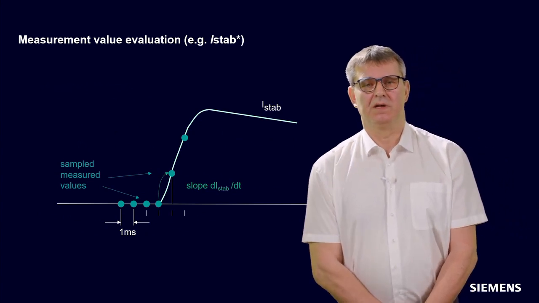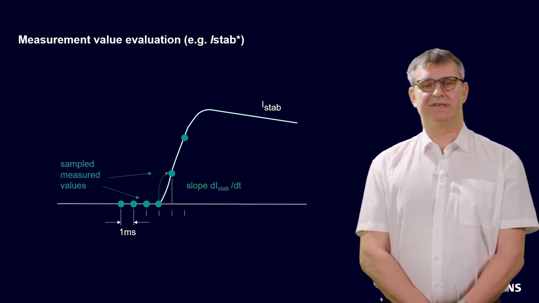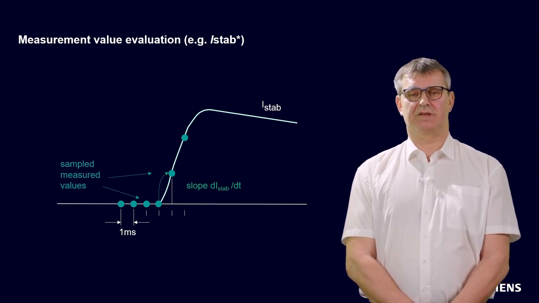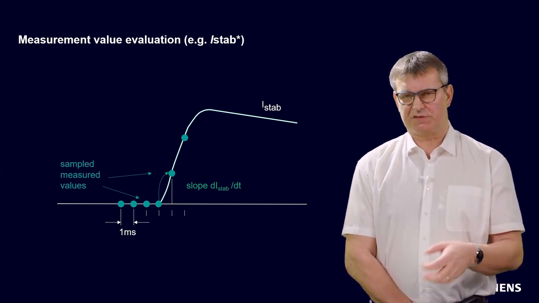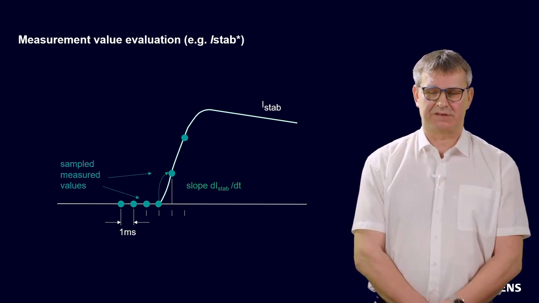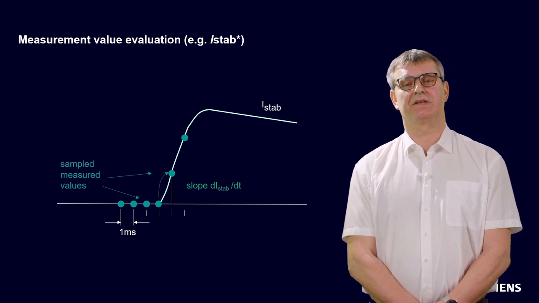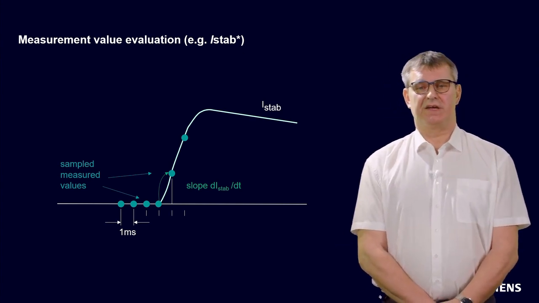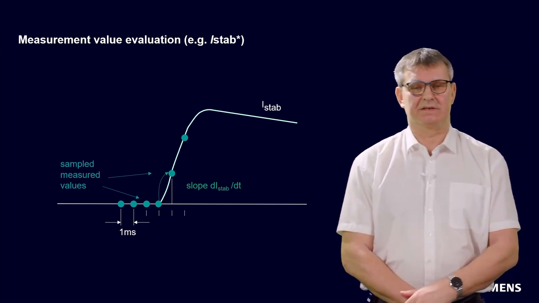The slope of the stabilization current means here really a jump of the stabilization current. We will come to it later. So really the change of the stabilization current per time. So typically, as the cycle time of the busbar protection is 1 millisecond, it means really the slope, the change of the stabilization current, the jump within 1 millisecond.